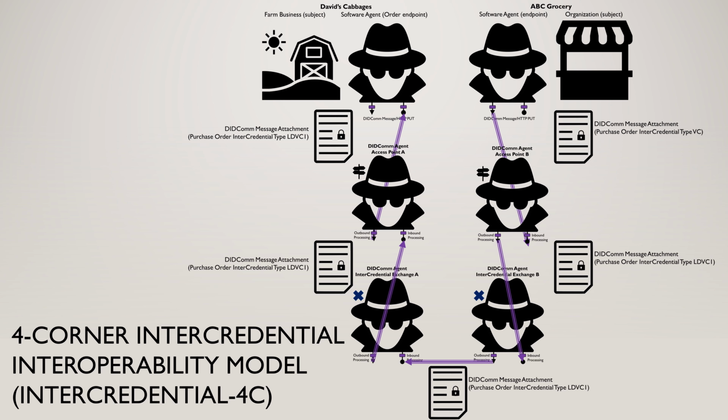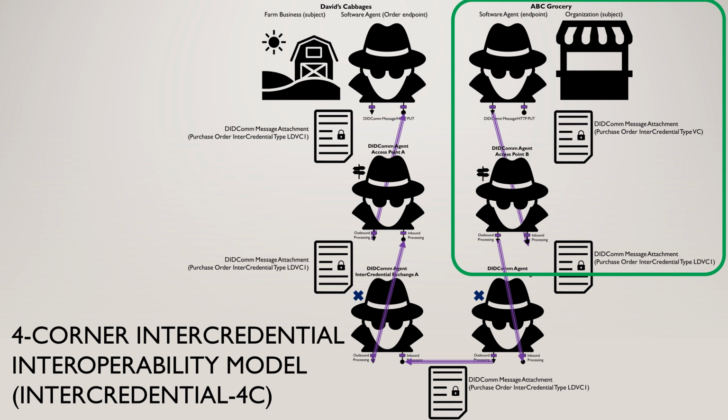So coming down the right-hand side, we have ABC Grocery creating, let's say, a purchase order using the VC Verifiable Credential blood type.